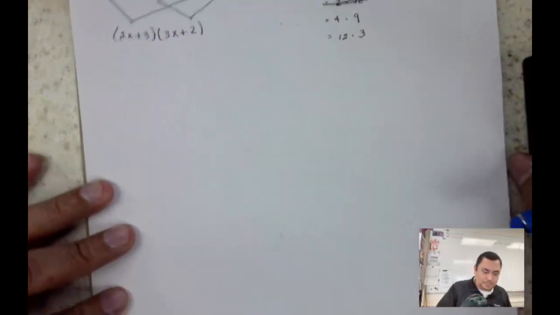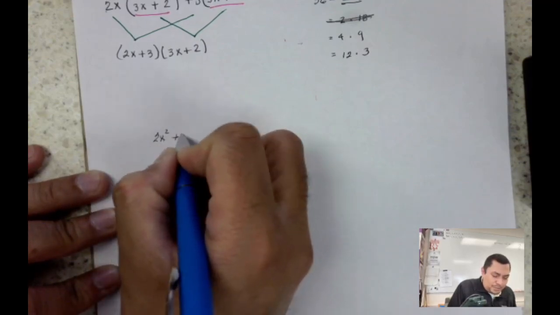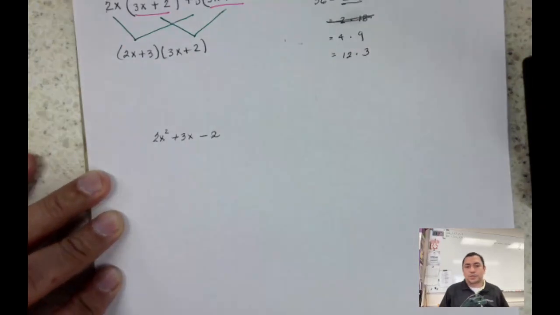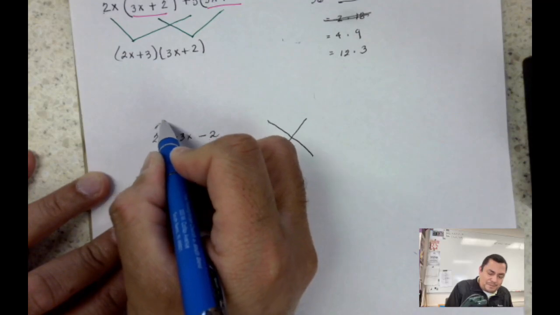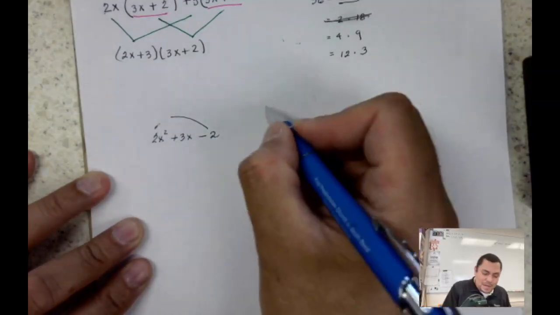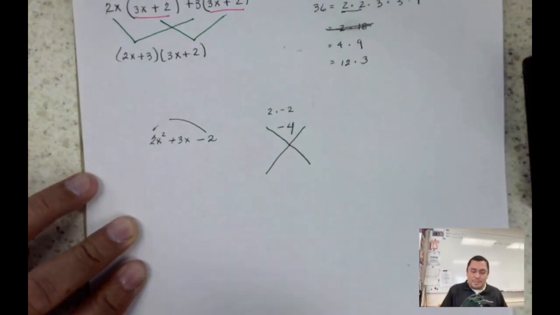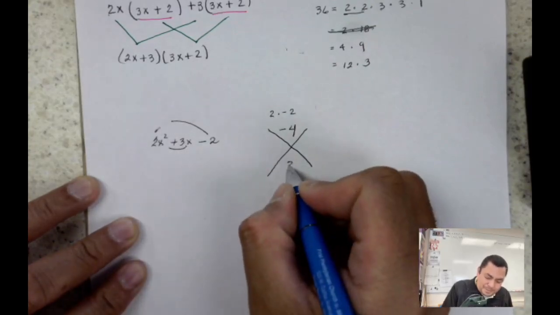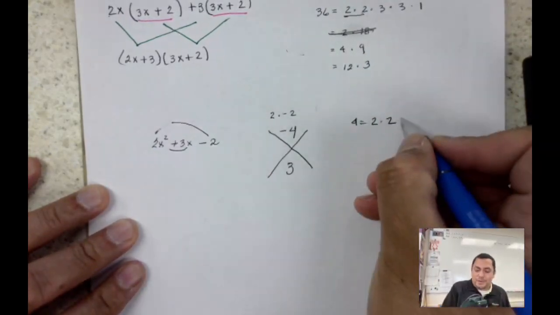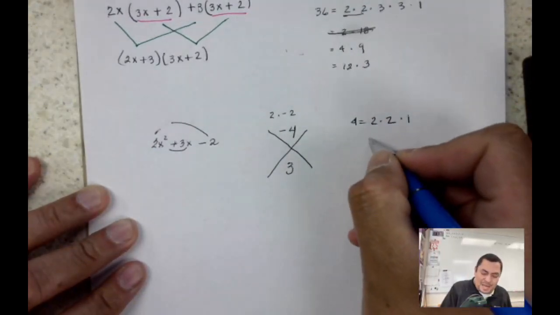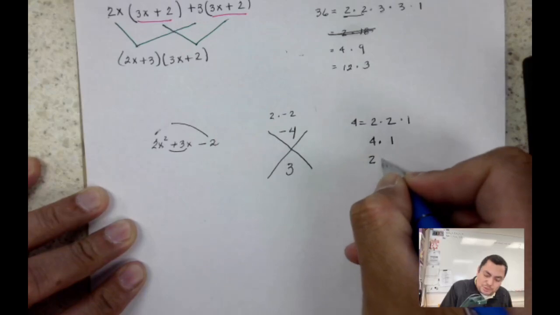One more, going to involve a negative number. So I have 2x squared plus 3x minus 2. Remember, draw your x. We're going to multiply the first term and the independent term. So 2 times negative 2 is negative 4. Now I have a negative number on top. What is the bottom number? 3. Okay, we know in this case that 4 is equal to 2 times 2. You can add 1 if you want. So we can have 4 times 1, 2 times 2.